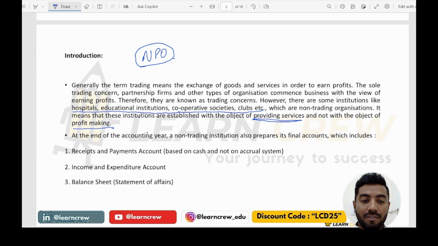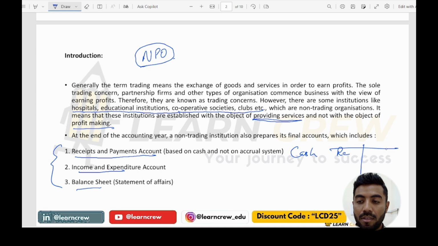When coming to the final accounts, what are the accounts we need to prepare? That is nothing but the receipts and payments account, income and expenditure account, and balance sheet. So what is the receipts and payments account? Receipts and payments account is similar to the cash account. Here the cash account is prepared on cash basis, not on accrual basis. Whatever receipts and payments there are, they are recorded, similar to the cash account.